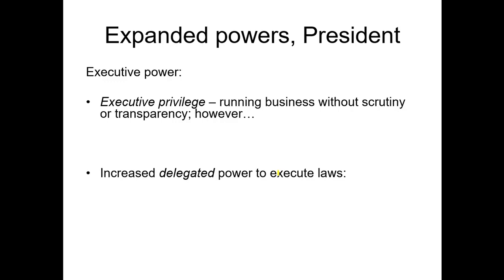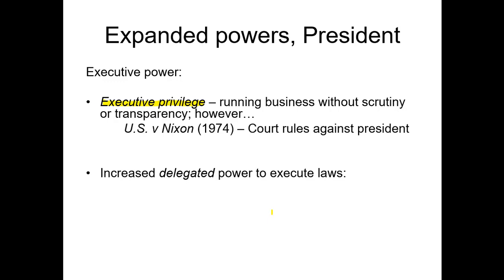Now, some other expansions that have been claimed. Executive privilege, which the current administration has claimed several times in refusing to submit information to House committees that are investigating this or that. But executive privilege has been around for a while, where the president feels like he needs to run his business without being scrutinized or without transparency. However, when it goes to a court, oftentimes it could end up where they're going to rule against the president. One of the more famous cases was when Richard Nixon declined to turn over the rest of his tapes.